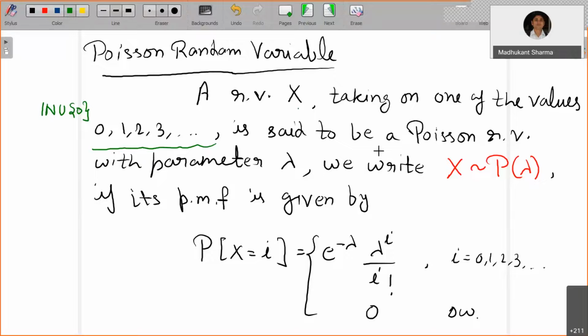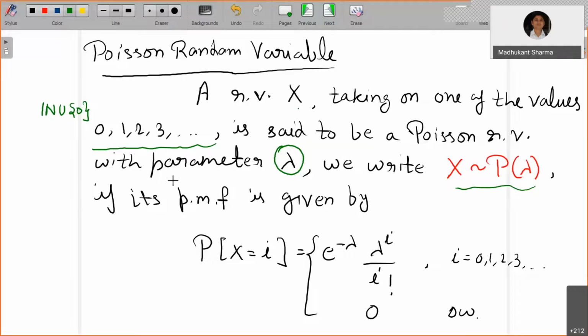It is said to be Poisson with parameter lambda. This is the important thing. Like we have written x follows the binomial distribution with parameters n and p, similarly we write x follows the Poisson distribution with parameter lambda. So this is the notation: x follows the Poisson distribution with parameter lambda. It only requires one parameter.